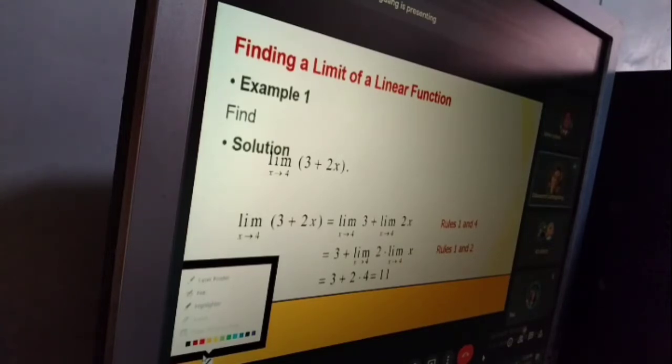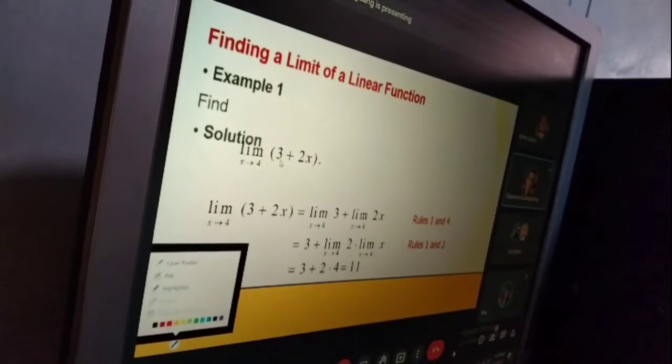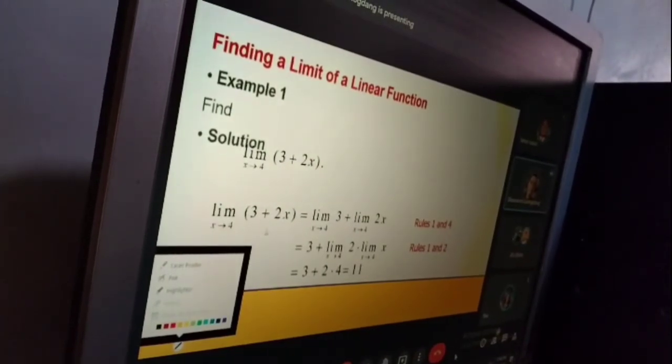Very good, Lance. So we're going to find the limit of a linear function, because I'm going to discuss it to you in detail. Linear because it is first degree. In 3 plus 2x, the highest degree is x raised to 1. So if we limit this, we are finding the limit of the sum of two functions. When you solve for limits, the limit notation must not disappear until you have evaluated it.